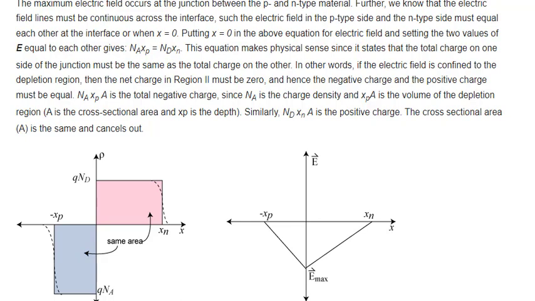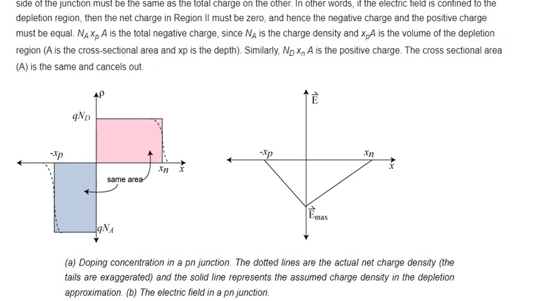This equation makes physical sense since it states that the total charge on one side of the junction must be the same as the total charge on the other. In other words, if the electric field is confined to the depletion region, then the net charge in region 2 must be 0, and hence the negative charge and the positive charge must be equal. Na Xp A is the total negative charge, since Na is the charge density and Xp A is the volume of the depletion region. A is the cross-sectional area and Xp is the depth. Similarly, Nd Xn A is the positive charge. The cross-sectional area, A, is the same and cancels out.